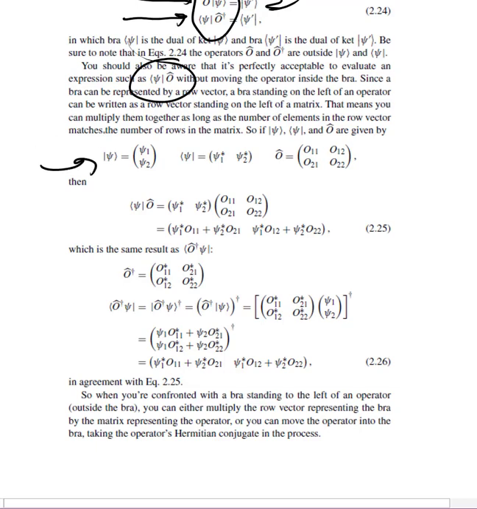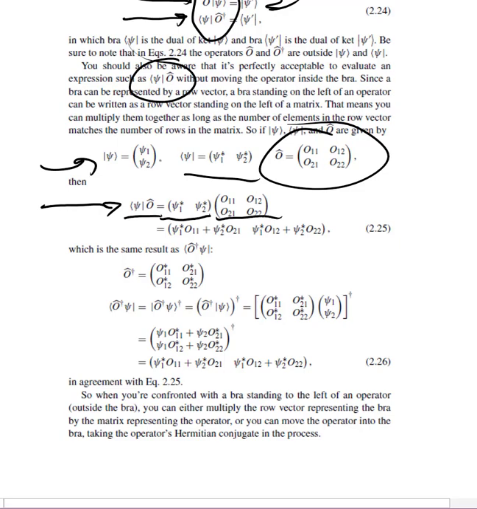Well, here's a ket psi, two elements, psi1 and psi2. Here's the corresponding bra, psi1 star and psi2 star, in a row vector. Here's an operator with 4 elements. So another way to look at this without moving the operator inside the bra is to simply write the bra to the left of the operator, just like it is here.